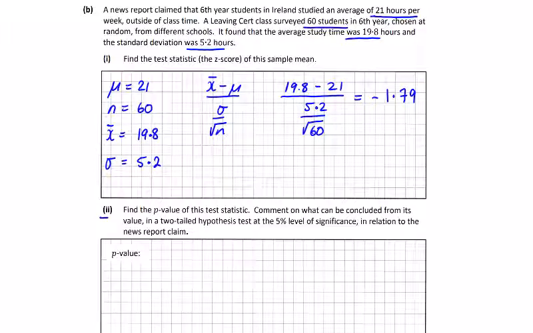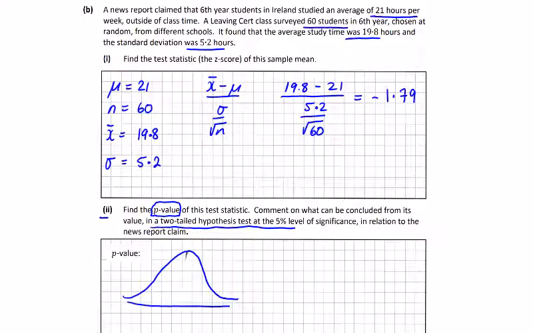Part 2. Find the p-value of this test statistic. It says comment on what can be concluded from its value in a two-tailed hypothesis test. So the p-value is the two tails. So let's have a look at the two tails here. My average in here, my tail, we're in the negative here, at minus 1.79. So let's look up 1.79. We get the two tails.